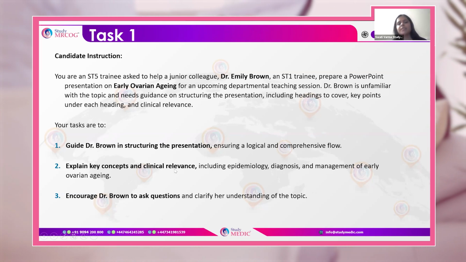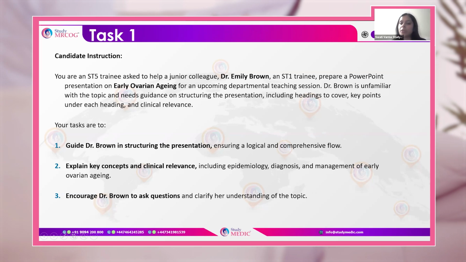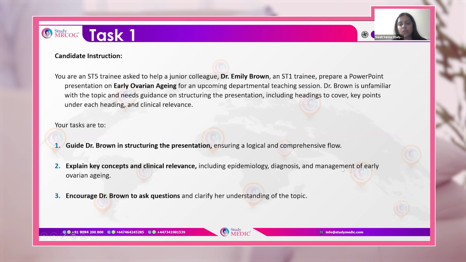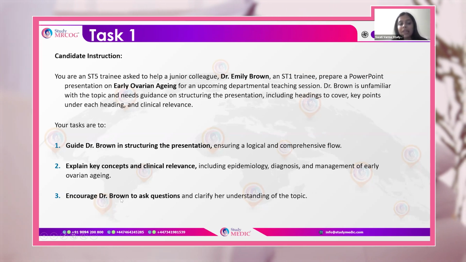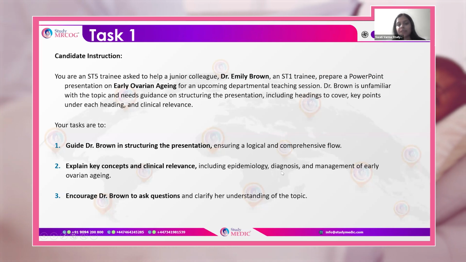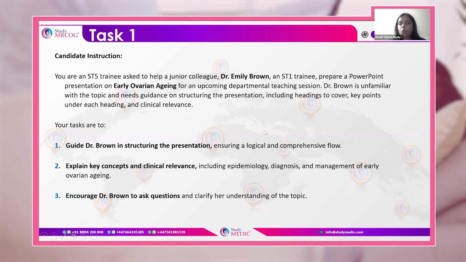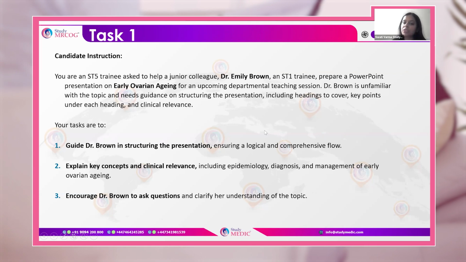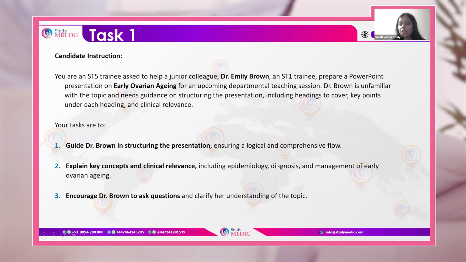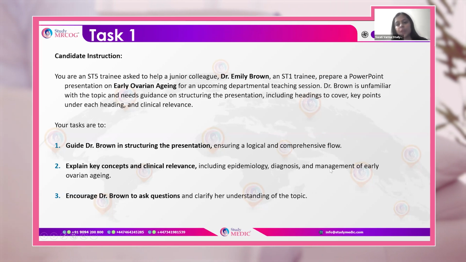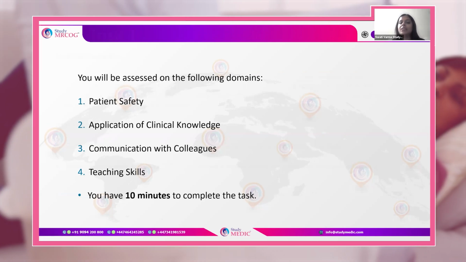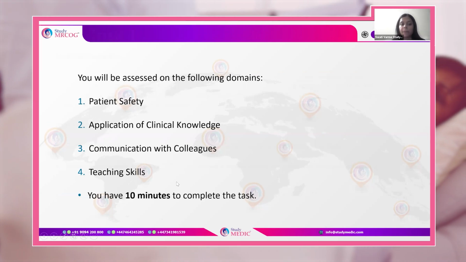Explain key concepts and clinical relevance. You have to emphasize the key points only, including epidemiology, diagnosis, and management. And encourage your role player to keep asking questions and clarify. So your 2 main basic things are how he or she will structure the PPT, and the next important thing, epidemiology, diagnosis, and management, which you have to emphasize. Keep yourself focused that these 2 things you have to cover in your teaching.